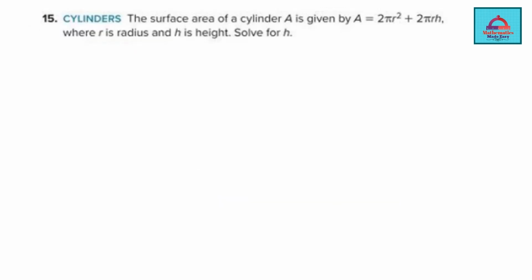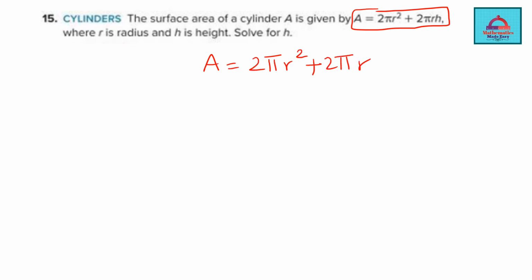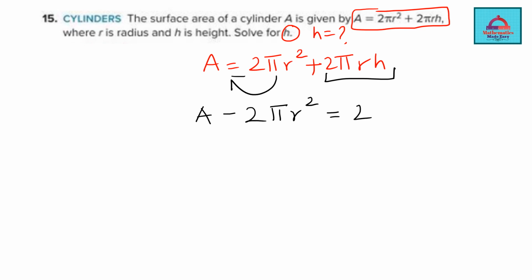I hope you've got a hang of the question, so we are going to go quick on this. The formula which is given is A equal to 2 pi r square plus 2 pi r h. Out of all of these variables, we need the value of h. So I'm going to keep the one which has h here and move this on the other side. It changes sign and becomes minus 2 pi r square. This is the value of 2 pi r h.